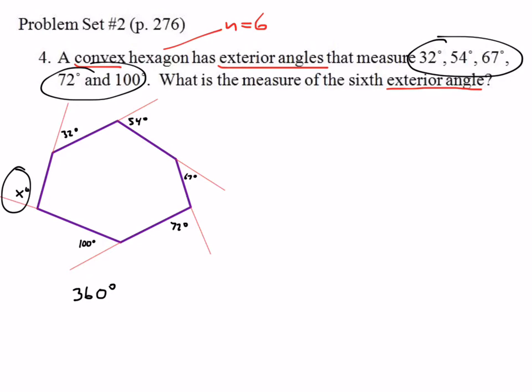Don't forget at the end that you're going to want to say the 6th exterior angle measures, and then finish answering the question with the angle that you find. And then, of course, you'll box that.